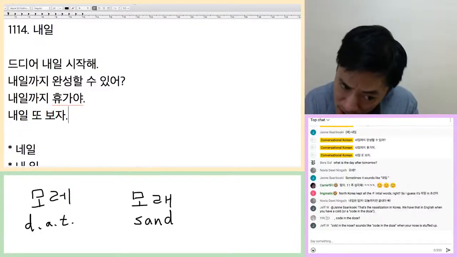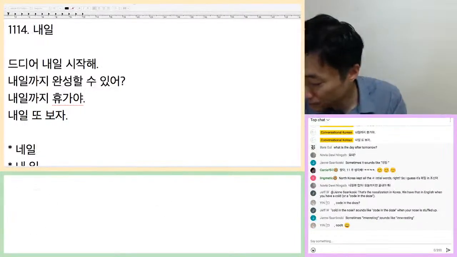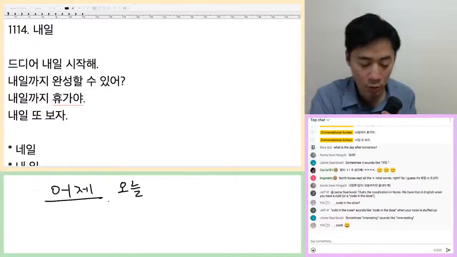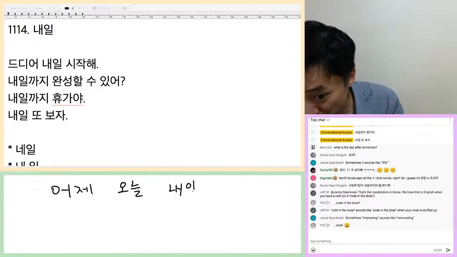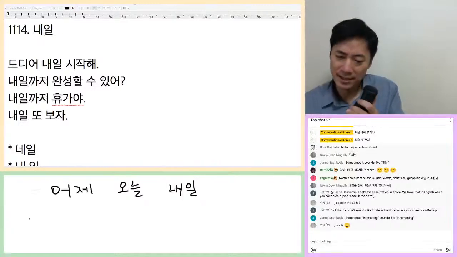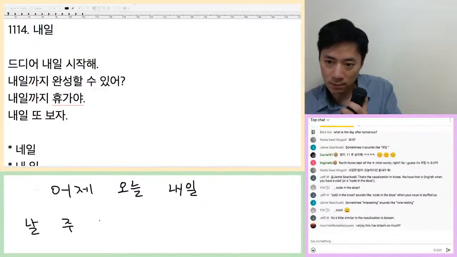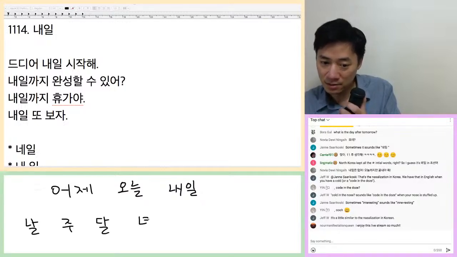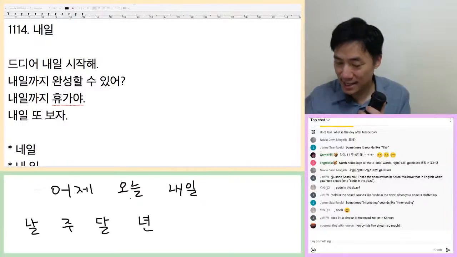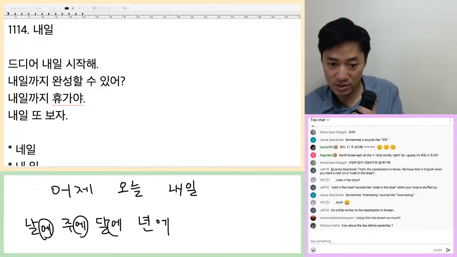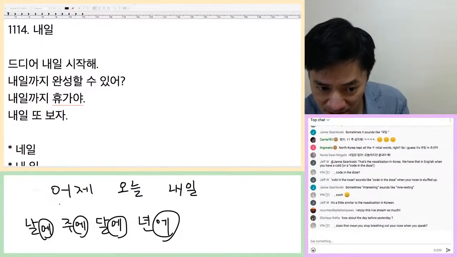By the way, there's something important about the word 내일. Like 어제, 오늘. 어제 means yesterday, 오늘 means today, and 내일 means tomorrow. In these three words, when it comes to time, like 날, day, or week, 주, or month, 달, or year, 년, like see you next week, next month, or let's do something next year, then we attach 에 after these words. But we almost never attach 에 after these three words.